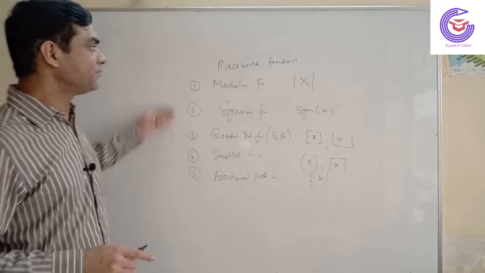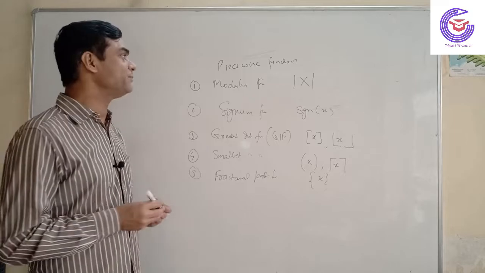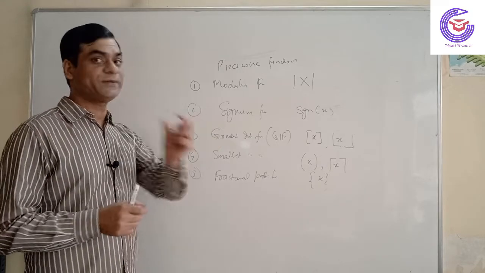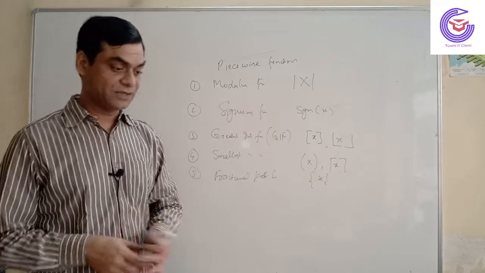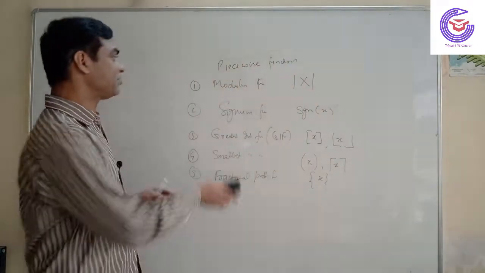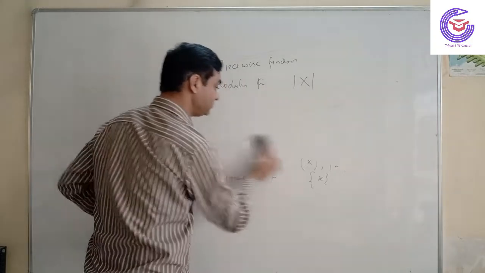So these are mainly 5 types of piecewise function. Why is it called piecewise? Because in the different domain, in the different value of x, this function behaves in a different way. So let's move to the first one, that is called the modulus function.